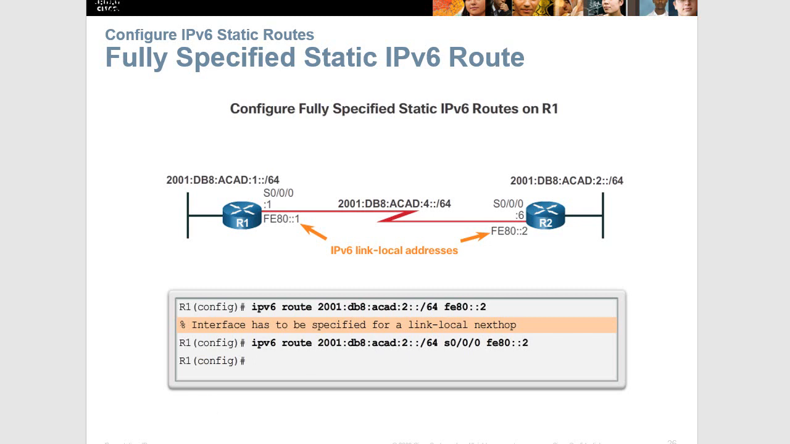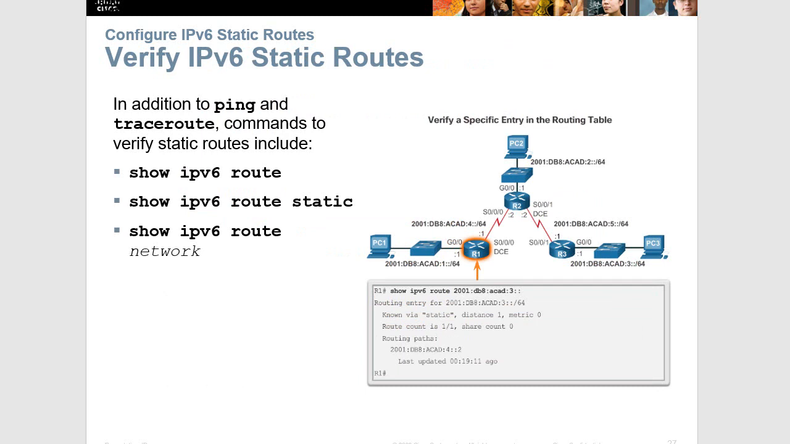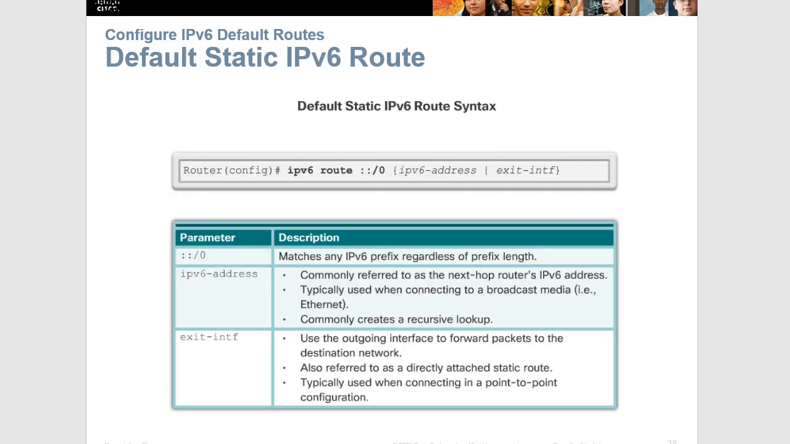But not just yet. Verifying IPv6 routes, same thing. Show IPv6 route, show IPv6 route static, same things we saw for IPv4. Okay, default IPv6 route, just like IPv4, you had all zeros. All zeros in IPv6 is ::, which represents all zeros as your IPv6 address. /0, zero prefix, so that covers every address, just like the quad zero network in IPv4.